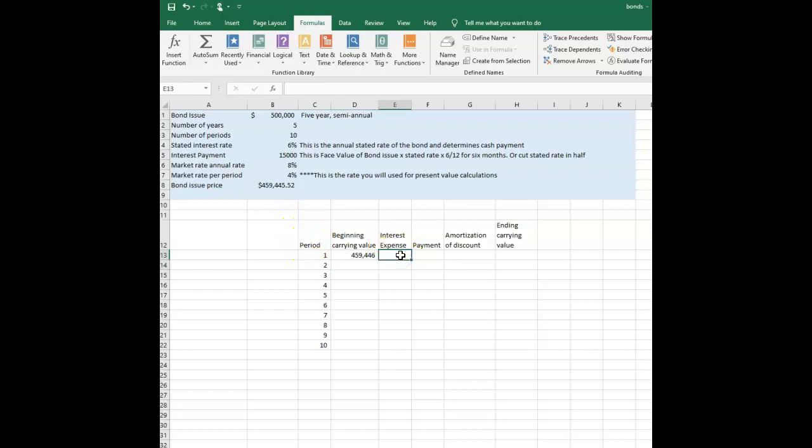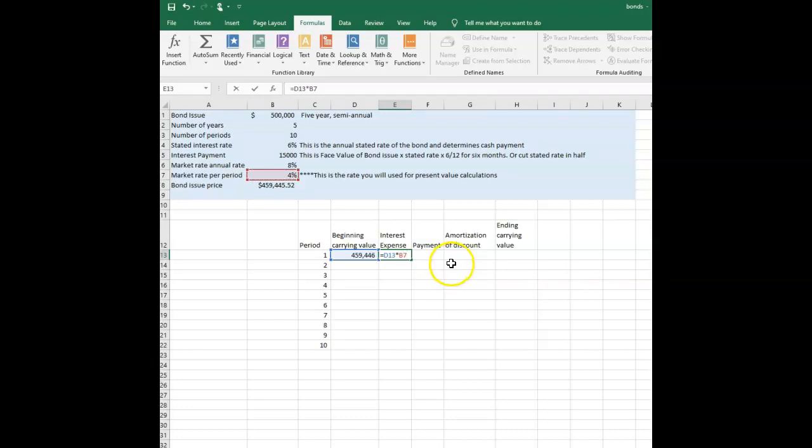In order to get the interest expense, note this is the interest expense that's being recorded by the company that has issued the bonds. This is always going to be equal to the beginning carrying value times the market rate of interest that's appropriate for the number of periods. I'm going to be copying this formula down all the way 10 periods.